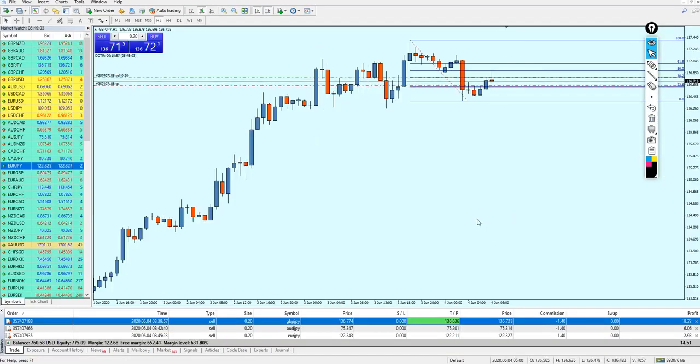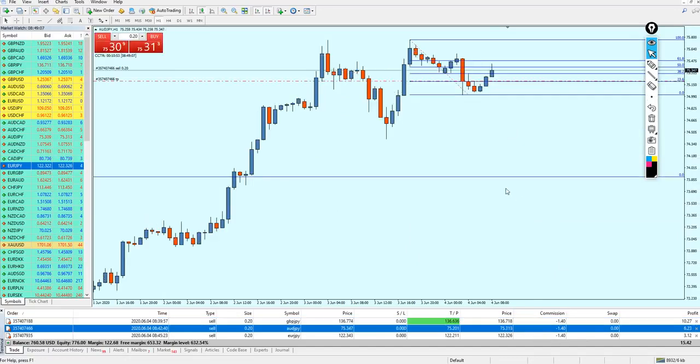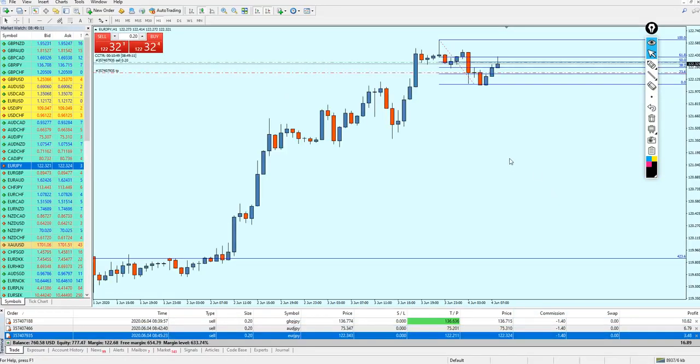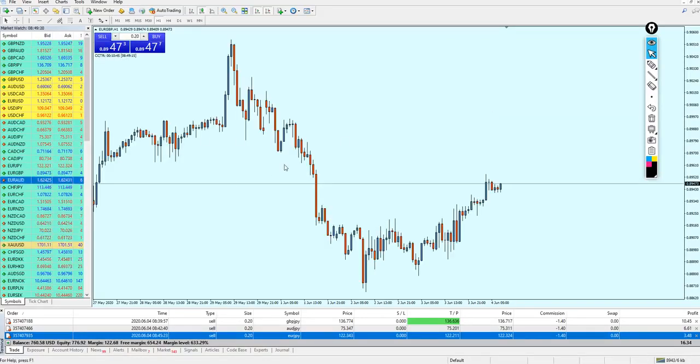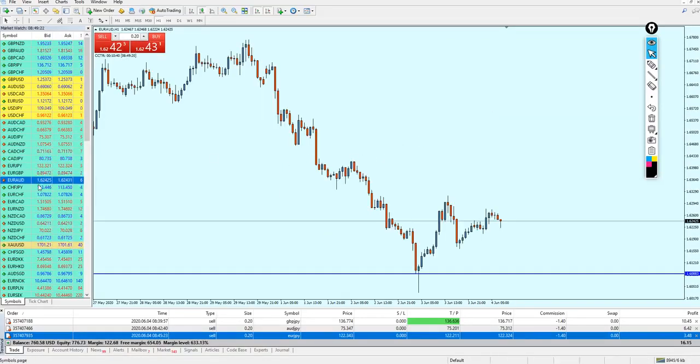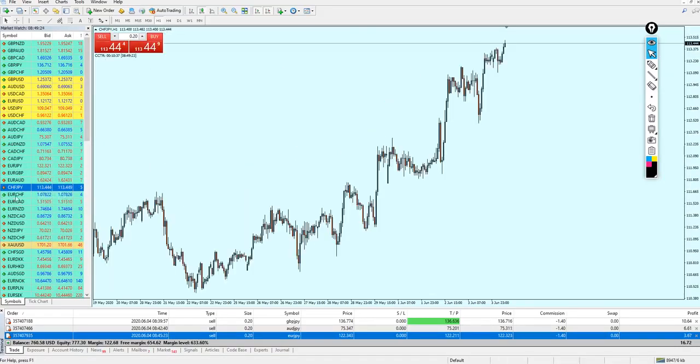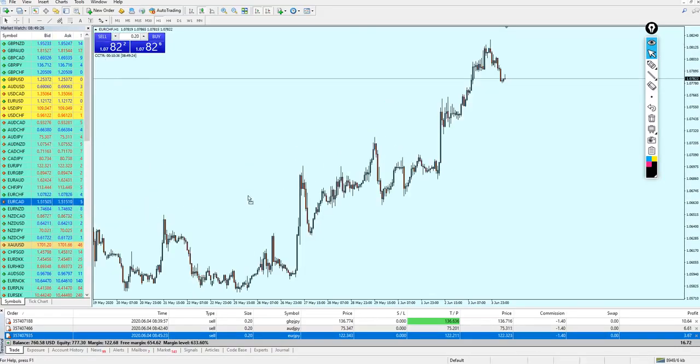Look at that. Pound JPY is still going in profit, and it's approaching the take profit level. AUD JPY is also going in profit, and the Euro JPY also going in profit. So basically we are selling all the yen pairs. The yen is getting stronger right now, and we are selling the pairs against the Japanese yen.